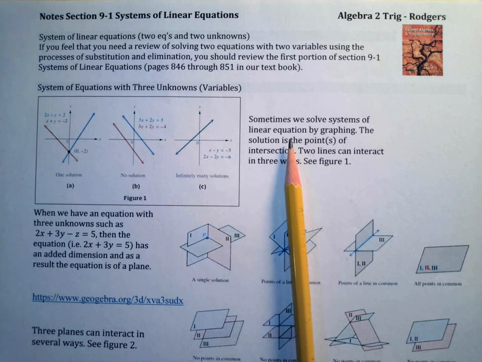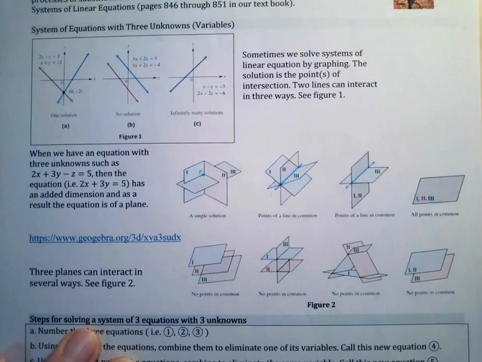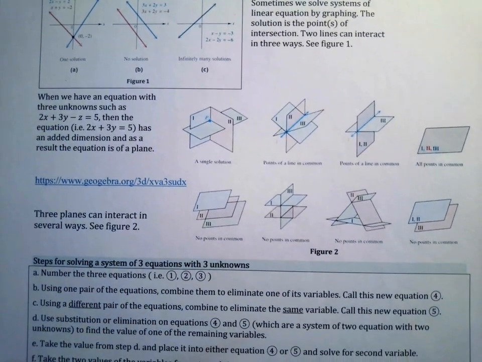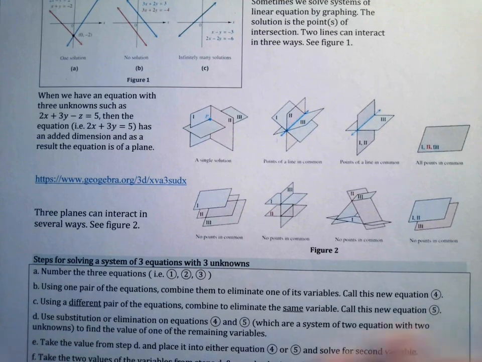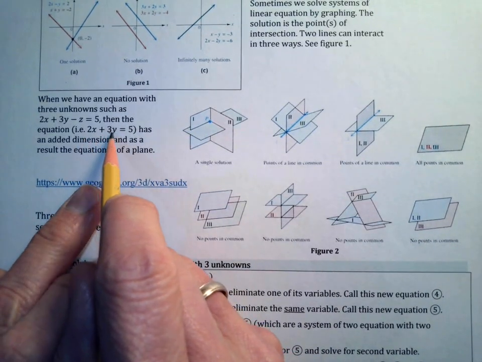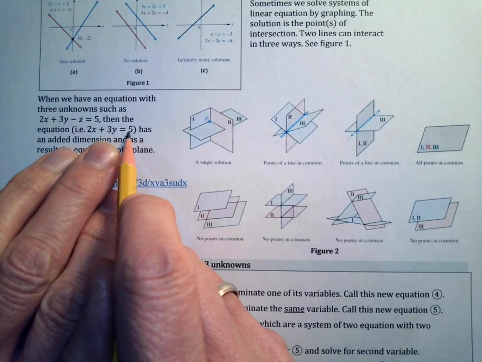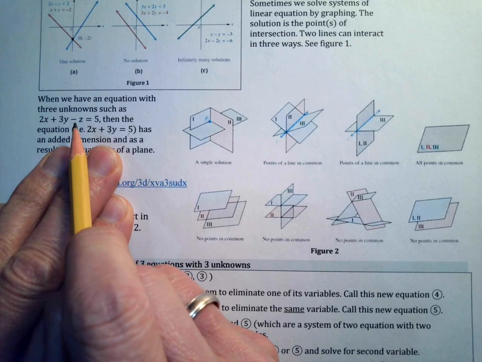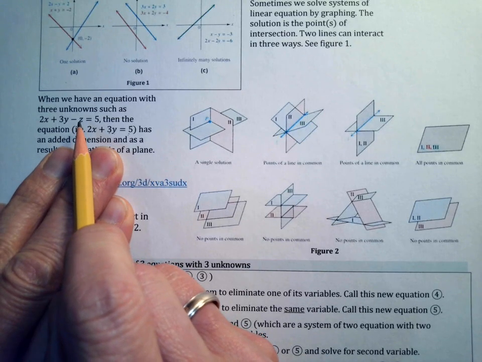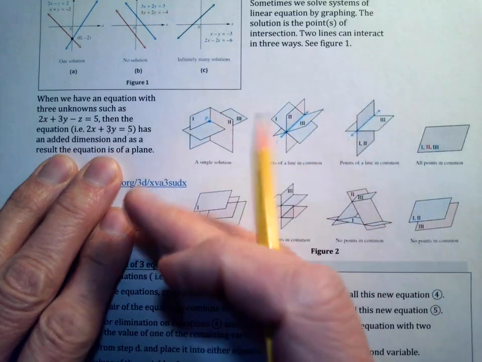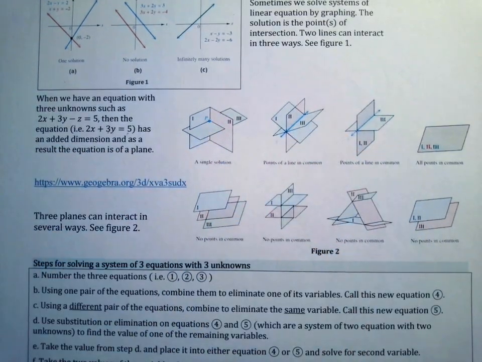That's when your system is two linear equations with two unknown variables. But what we're going to talk about is three equations with three variables. If we think about 2x plus 3y equals 5, that is just a linear equation. But if we introduce another variable, let's say we throw in a minus z in there, instead of a line, we end up with a plane. So we add a third dimension.